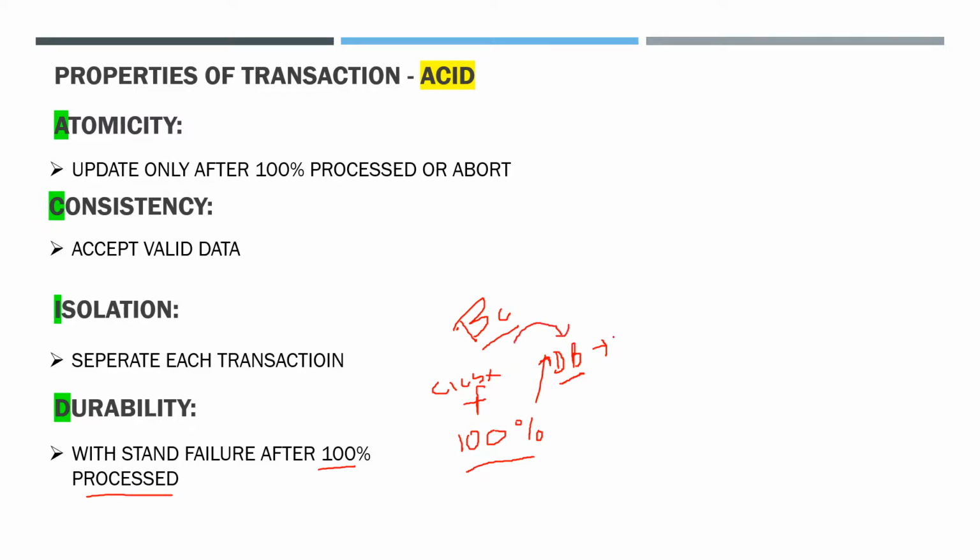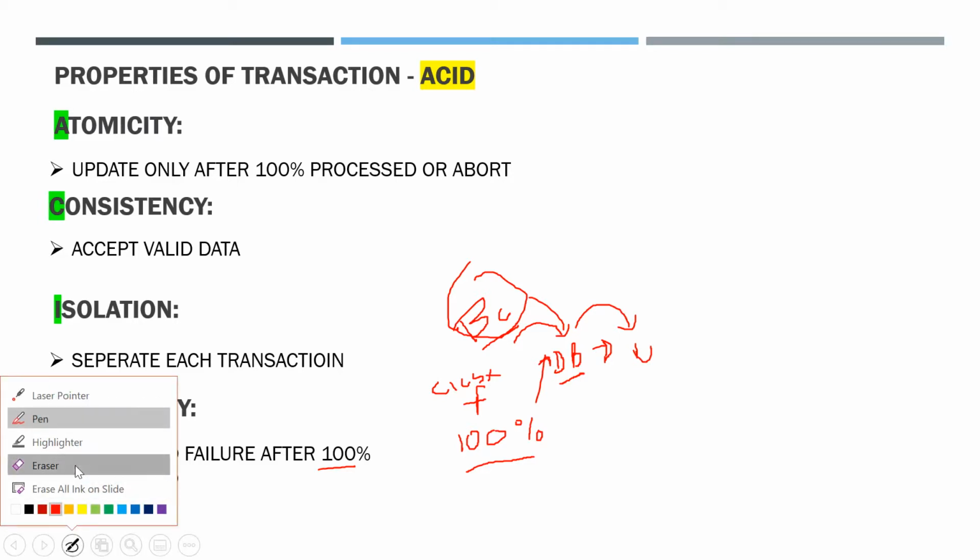The user should receive a message within an hour, in a day, or whatever time is given. Then the contents are updated in the database, and the user gets the credited and debited message and the transaction successful message. That property is termed durability.